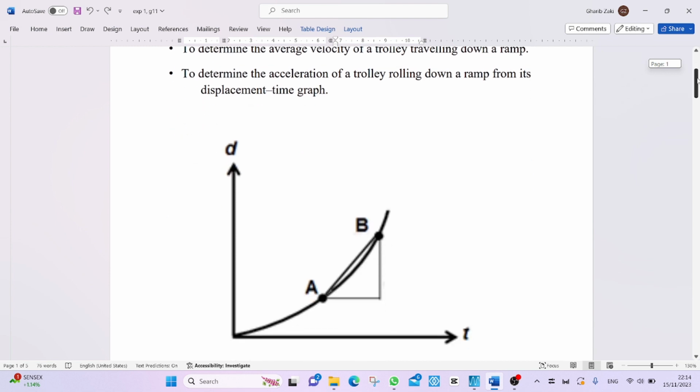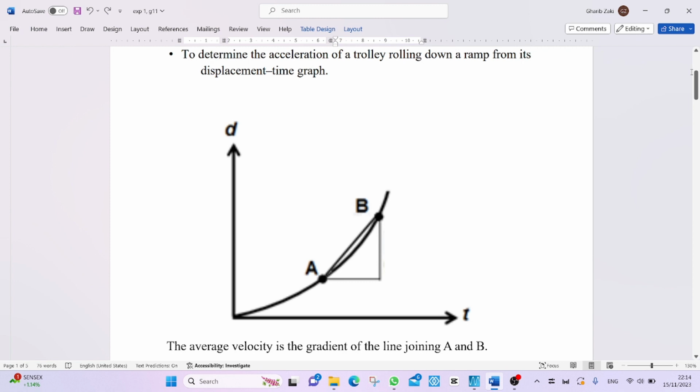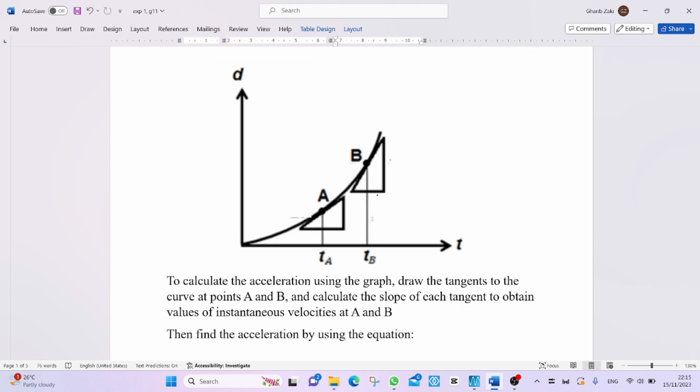The first graph is the displacement time. In that graph, we can find the values of instantaneous velocity at A and at B. So at A, we draw the tangent, and we find the gradient at A. We find the gradient at B. The gradient at A represents the instantaneous velocity at A, and the gradient at B represents the instantaneous velocity at B. Then the acceleration equals the final velocity minus the initial velocity over the difference between the times, TB minus TA.